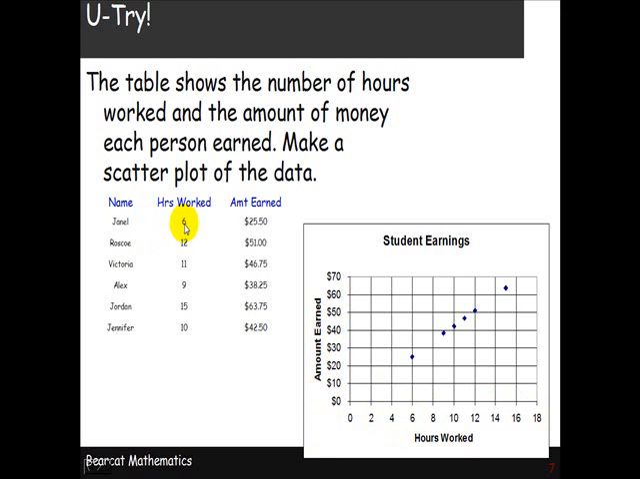So Janelle worked 6 hours, made $25.50. That's represented by this point right here. Alex worked 9 hours, made $38.25. That's represented by this point right here, and so on. How'd you do?